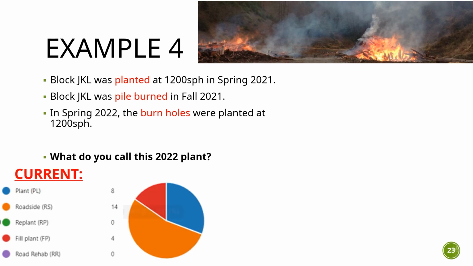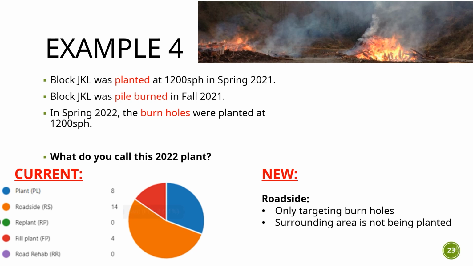So going forward, we will be calling this a roadside plant, and that's because we're only targeting burn holes in this situation. The whole surrounding area is not being planted. It was already established. Now, if burning had happened in 2020, prior to the initial plant, then we wouldn't need to stratify out these burn holes and call it something different. The whole NAR would simply be called a plant, a PL. We're only stratifying it and calling it something else because we're not planting the surrounding area. We're just focused on the burn holes.